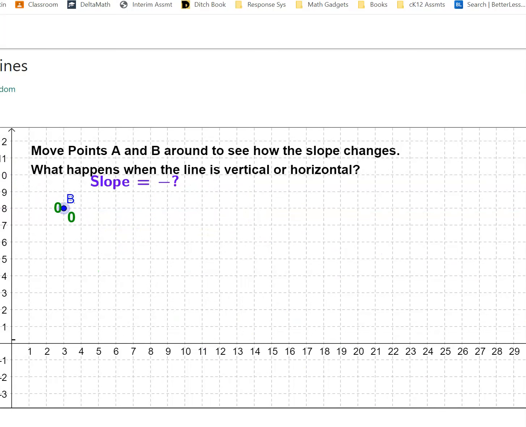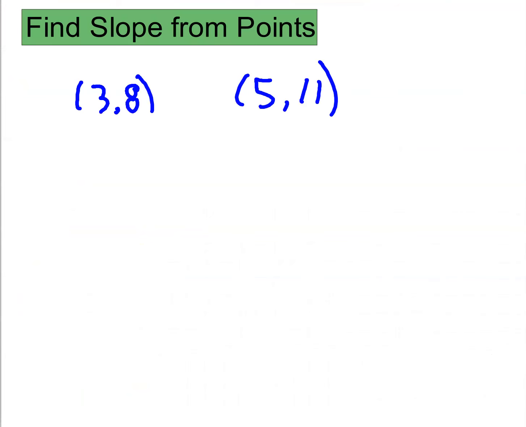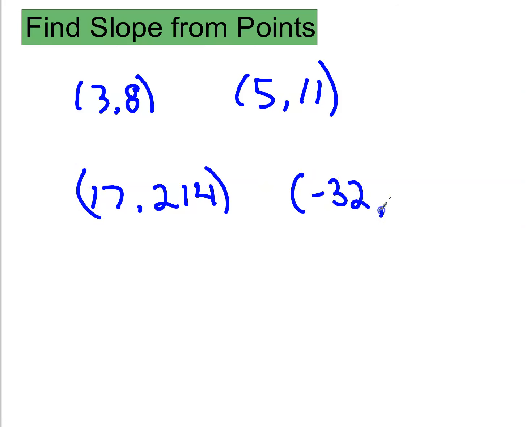So 5, 11. Okay. And then look at it and say, well, all right, I guess the slope is 3 over 2. Okay. So that's one option. But it's not a very nice option, especially if the points were actually something like 17 and 214 and negative 32 and 90. Well, that's going to get pretty ugly to try to do that on a graph.